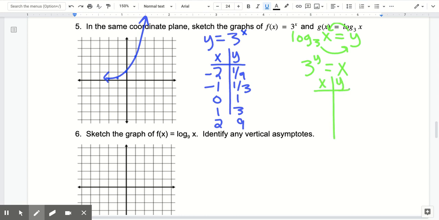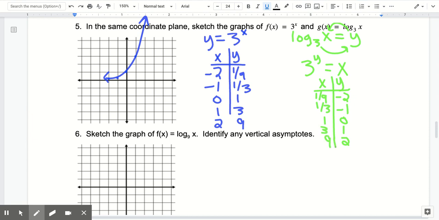Now, normally we plug in things for x's, but in this particular one, since it's 3 to the y, it's going to be easier to plug in y values. So I'm going to plug in -2, -1, 0, 1, 2 as my y values. So when I do that, 3 to the -2 is 1/9, and 1/3, 1, 3, and 9.